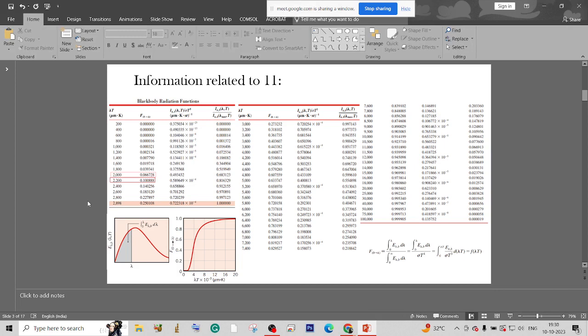If we do interpolation, we already know that x1, y1 is 0.066728, and its corresponding lambda T is 2000, and x2, y2 is 0.100888, and its corresponding lambda T is 2200. Now we need to find y for which x is, just 1 second.